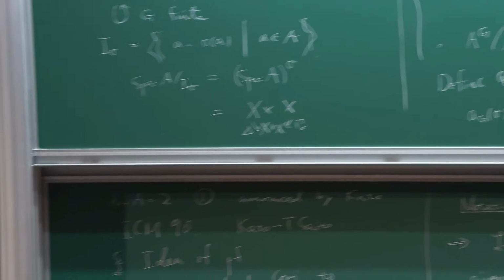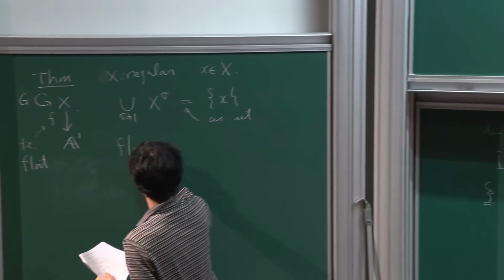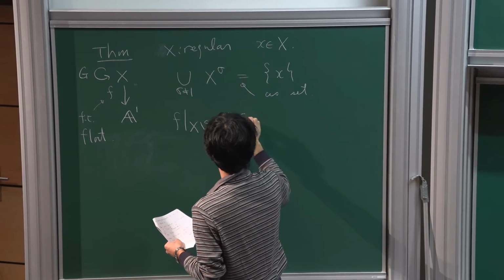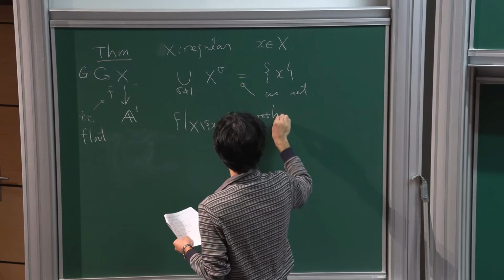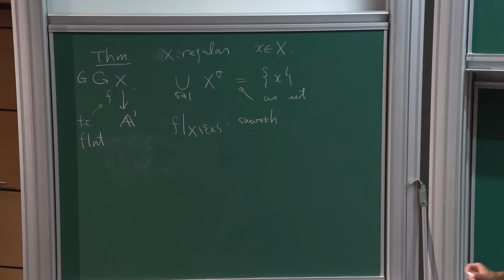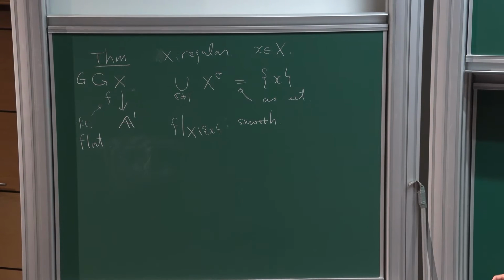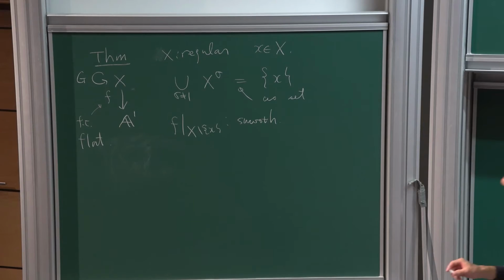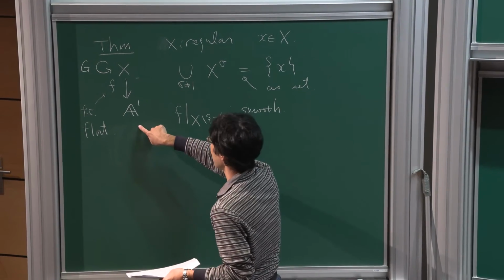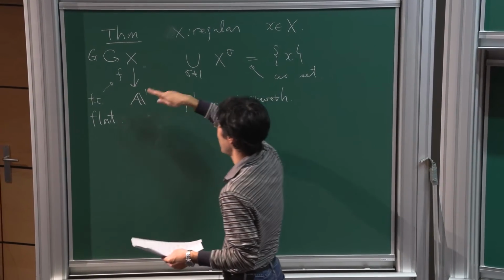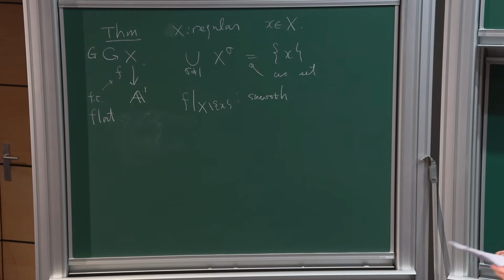And I assume that X restricted to X minus the closed point is smooth. And G acts trivially on A1. Yes, G acts trivially on A1, and this morphism is G equivariant.